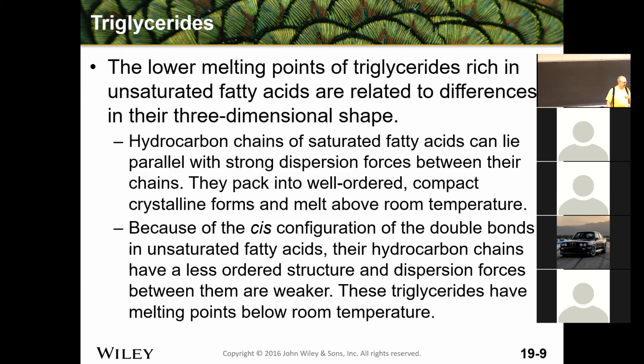Here's the reason for the lower melting points of triglycerides rich in unsaturated fatty acids. Those are related to the differences in their 3-dimensional shape. Hydrocarbon chains of saturated fatty acids can lie parallel with strong dispersion forces between their chains. They pack well and they pack into well-ordered compact crystalline forms and melt above room temperature.